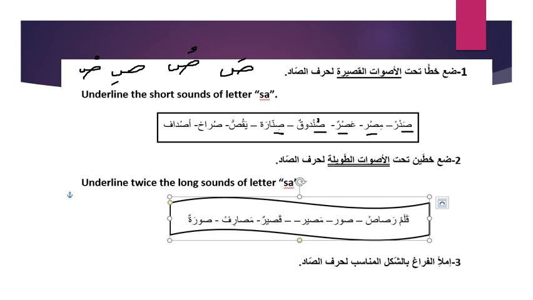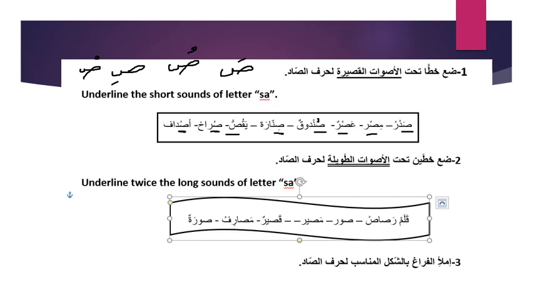Here we have Yaqussu. The letter SA is at the end, Su. Here we have Surakh. The letter SA is at the beginning with Su. Here we have Asdaf. The letter SA is in the middle, S. So the short sounds are Sa, Su, Si, S. Now let's look at the second question.